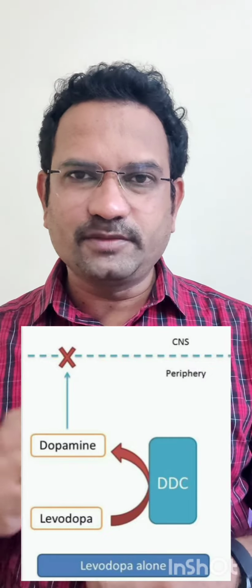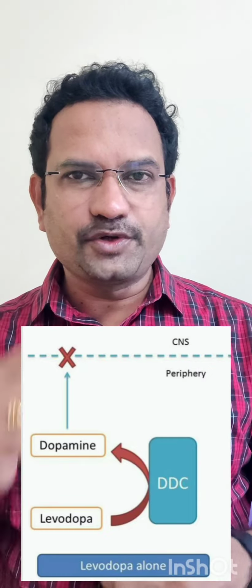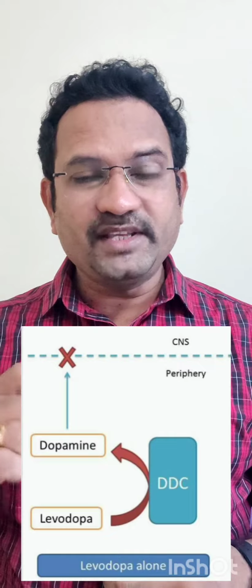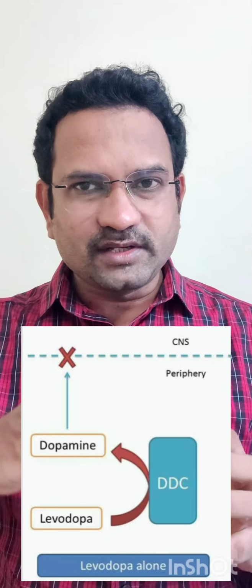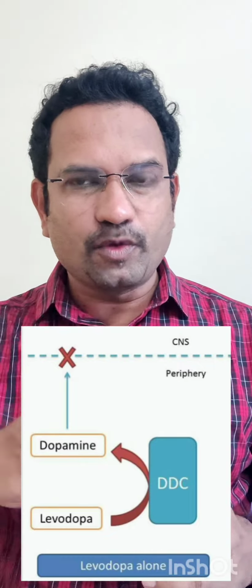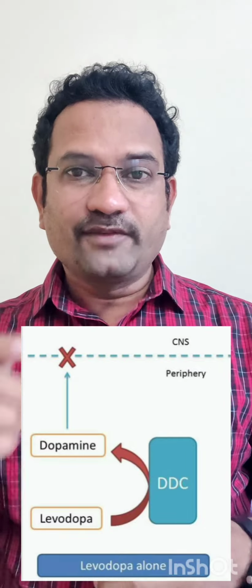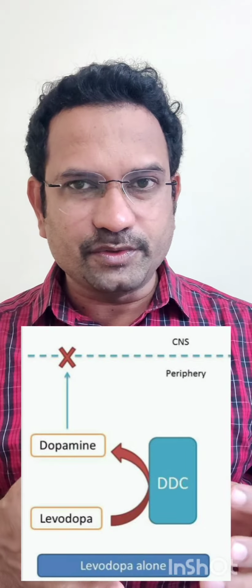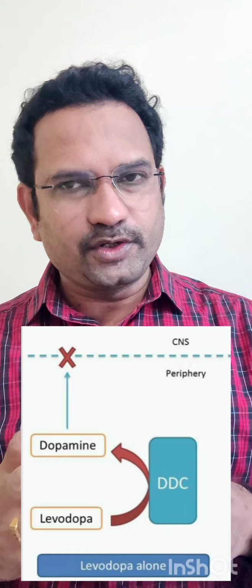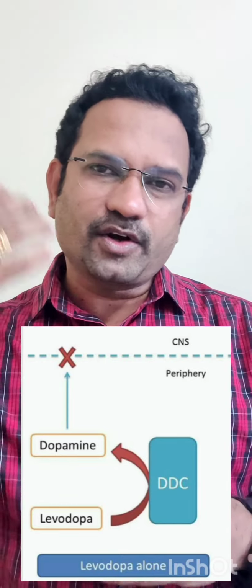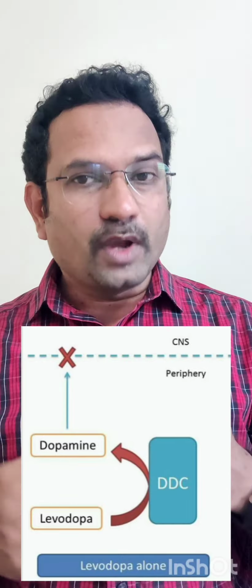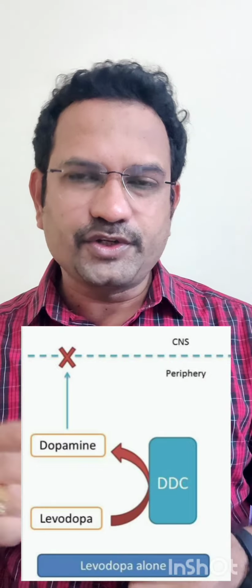Look at the structure. The difference between dopa and dopamine is that dopa is an amino acid. Dopamine is just an amine. The carboxylic acid is removed by an enzyme called dopa decarboxylase. If that enzyme acts in peripheral tissue, levodopa is converted to dopamine, and again dopamine cannot cross the blood-brain barrier. To avoid this problem in the peripheral tissue, you need to block the effect of the enzyme dopa decarboxylase, and this is possible with the help of the drug carbidopa.